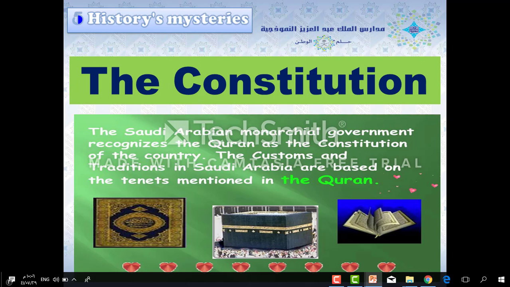What is the constitution of Saudi Arabia? The constitution is Al-Quran and As-Sunnah. The Saudi Arabian monarchical government recognizes the Quran as the constitution of the country. The customs and traditions in Saudi Arabia are based on the tenets mentioned in the Quran.